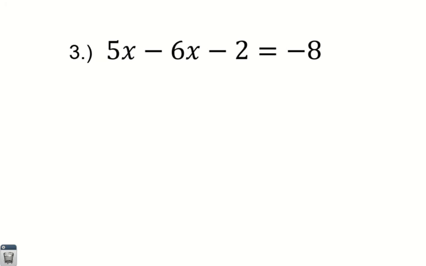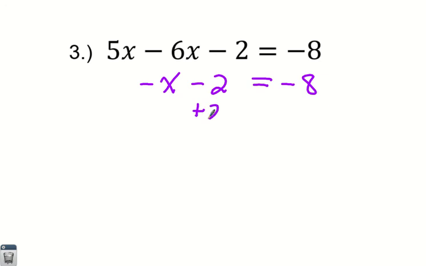4 more examples. Okay, what do we do in number 3? There's no bubbles to clear, but I do look at the left side and see a couple of like terms. They're already on the same side as each other. So you would just combine them. 5x minus 6x is again negative x, or negative 1x. Minus 2 comes down, equals negative 8.